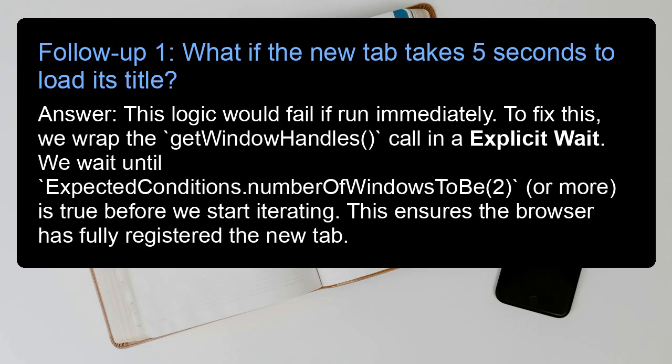Follow-up 1. What if the new tab takes 5 seconds to load its title? Answer, this logic would fail if run immediately. To fix this, we wrap the getWindowHandles() call in an explicit wait. We wait until ExpectedConditions.numberOfWindowsToBe(2) or more is true before we start iterating. This ensures the browser has fully registered the new tab.